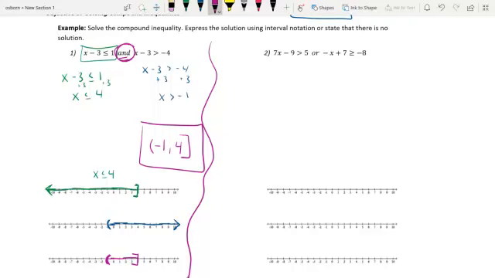Now for the next problem, we have the word or between our two linear inequalities. So let's start off the same way that we did the last problem. So I'll start off with this first linear inequality. I'll add 9 to both sides. That'll give me 7x is greater than 14. Divide both sides by 7. And I get x is greater than 2. So at 2, I'm going to have a parentheses. I'm going to go in this direction.